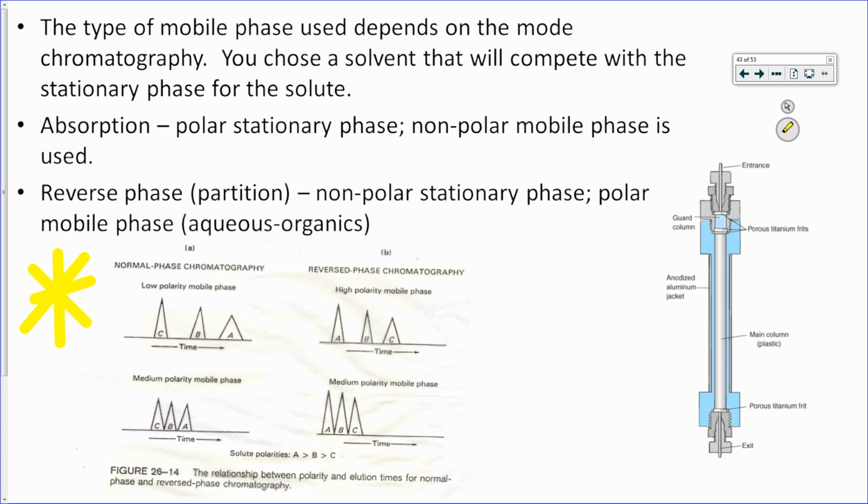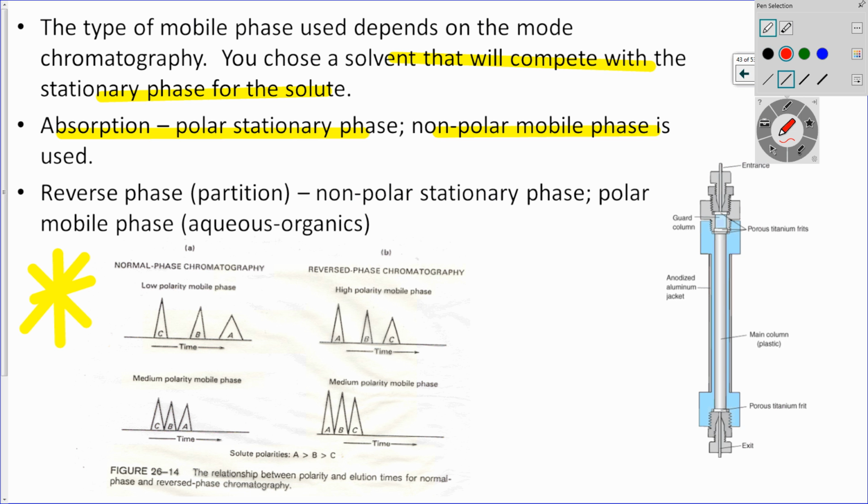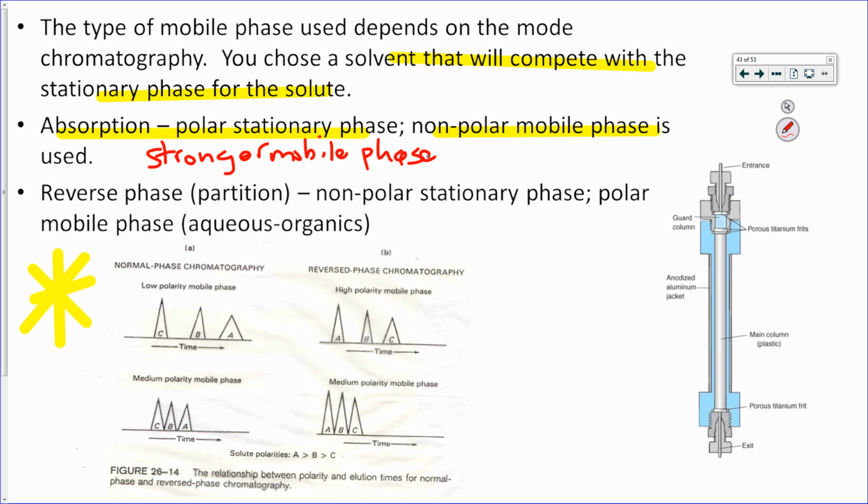knowing that if you change the mobile phase, you change the separation. Right? So if we change the solvent, we change how the stationary phase interacts with the solute. So in absorption chromatography, you use a polar stationary phase and a non-polar mobile phase. And it becomes a stronger solvent, so a stronger mobile phase, with increased polarity.